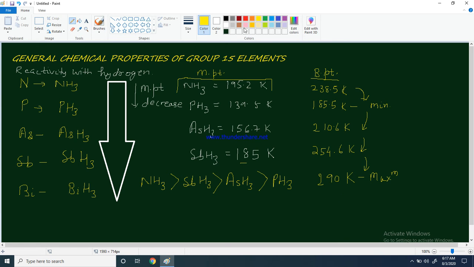So for boiling point we can write, maximum boiling point will be of bismuth hydride, then antimony hydride, then ammonia, then arsenic hydride, and least is of phosphine.